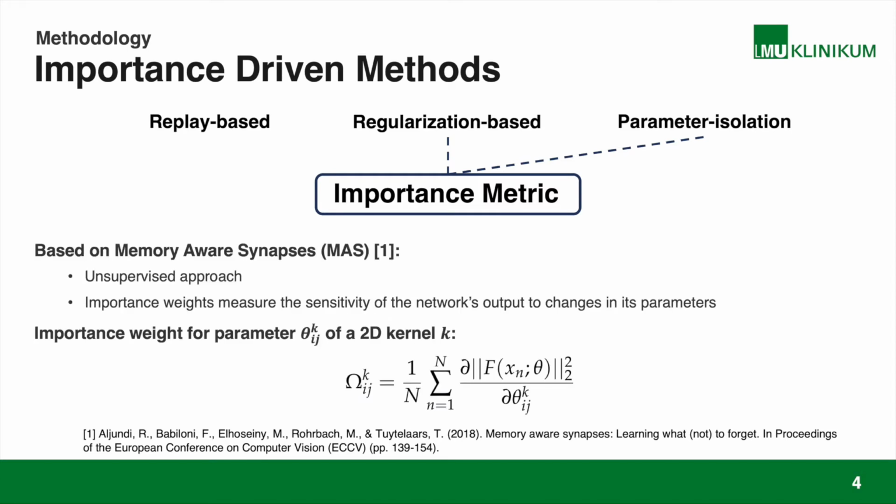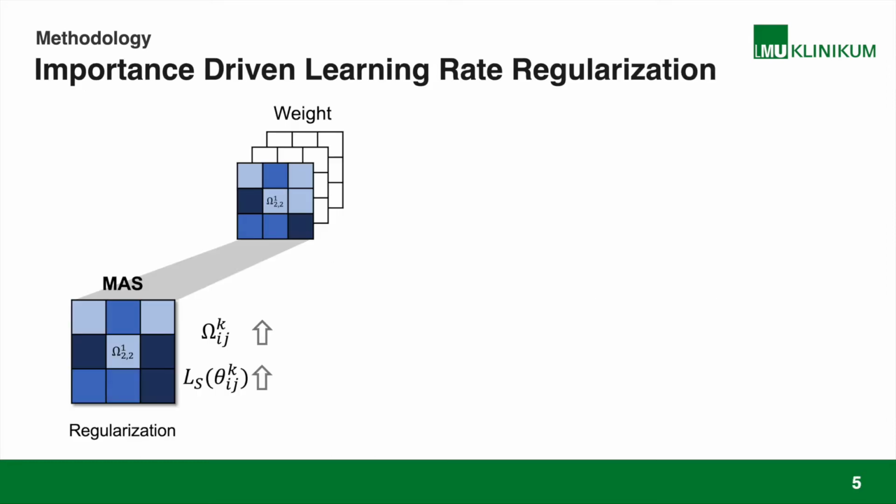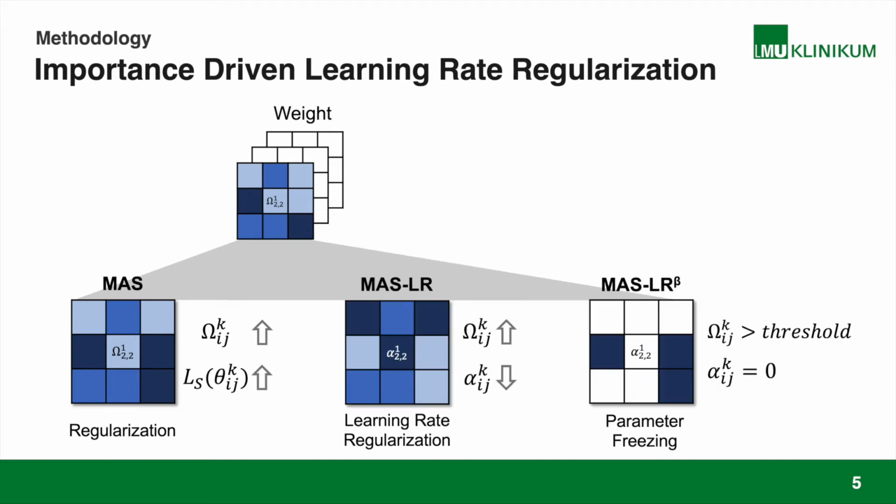Particularly, we are building on top of memory-aware synapses, which is one of the best-performing prior-based continual learning methods. MAS computes importance weights for the network's parameters in an unsupervised fashion. Whereas this method employs the importance weights by introducing an additional surrogate loss that penalizes the change of important network parameters, we introduced two alternative approaches of regularizing the network. We refer to the first approach as MAS-LR. Here, we define a parameter-specific learning rate such that the learning rate becomes a function of a parameter's importance. Hence, the learning rate of important parameters will be reduced, while it will be kept the same for non-important parameters.